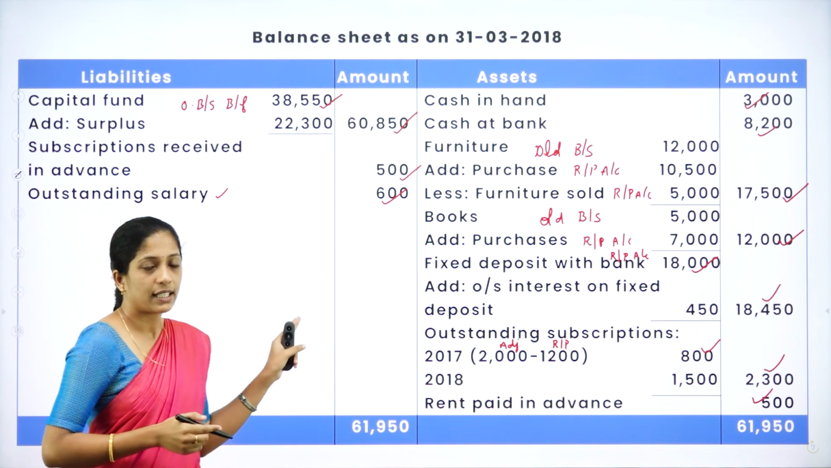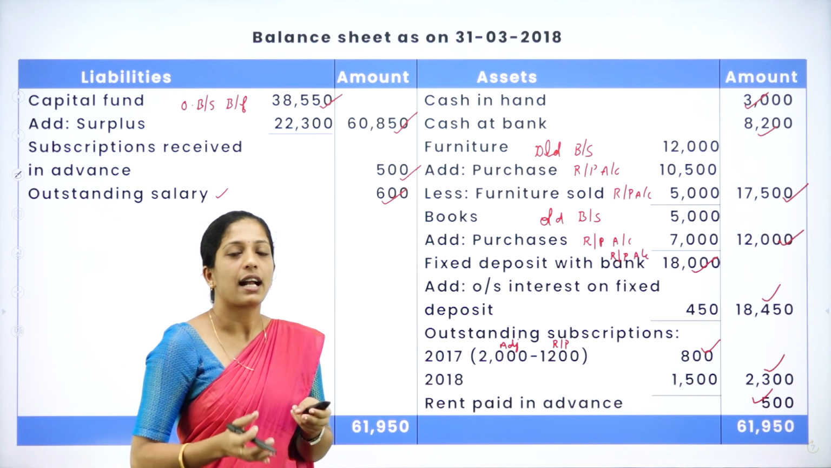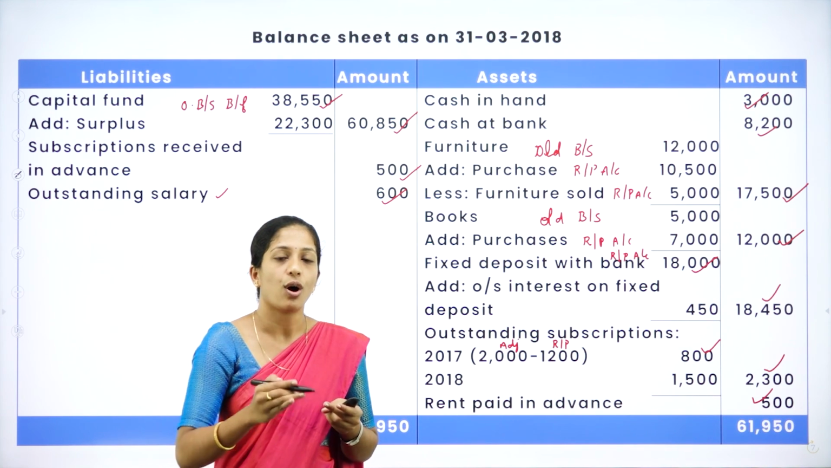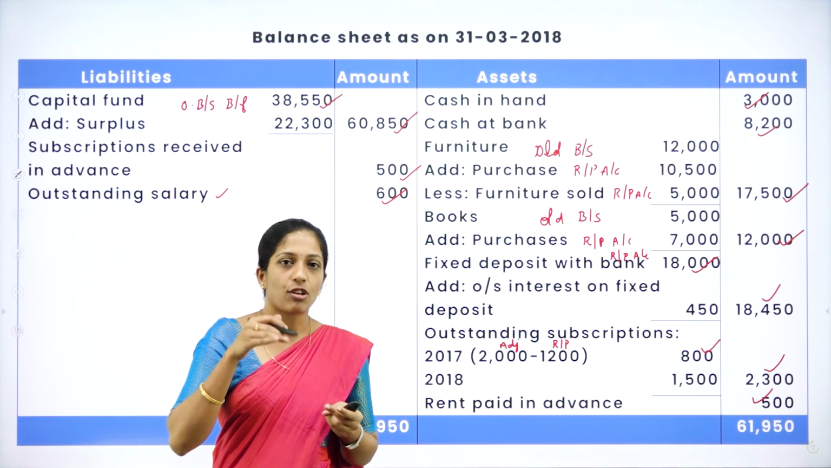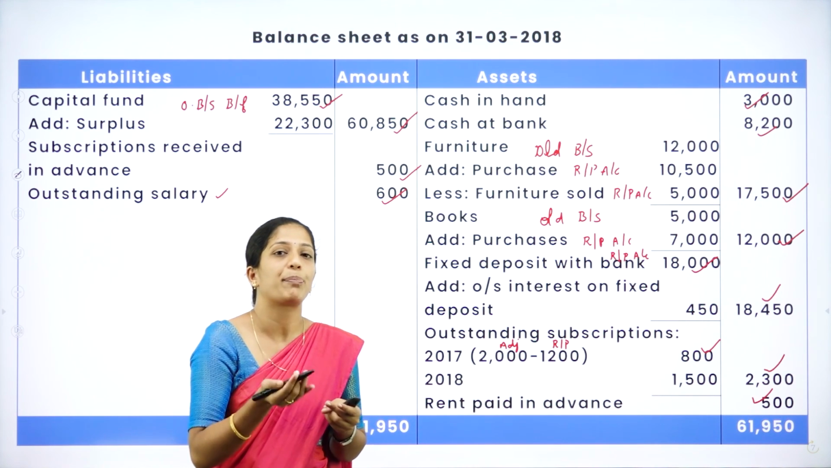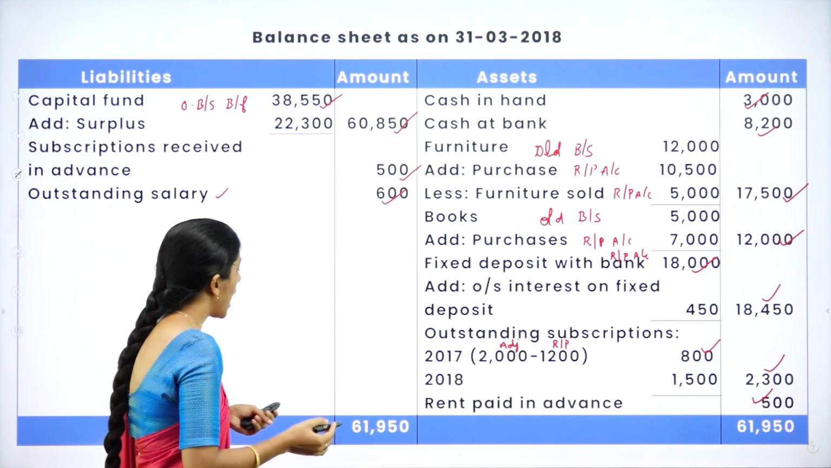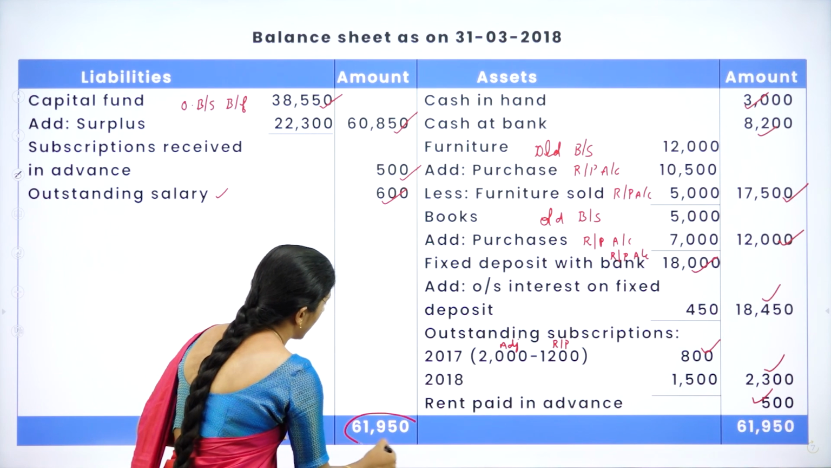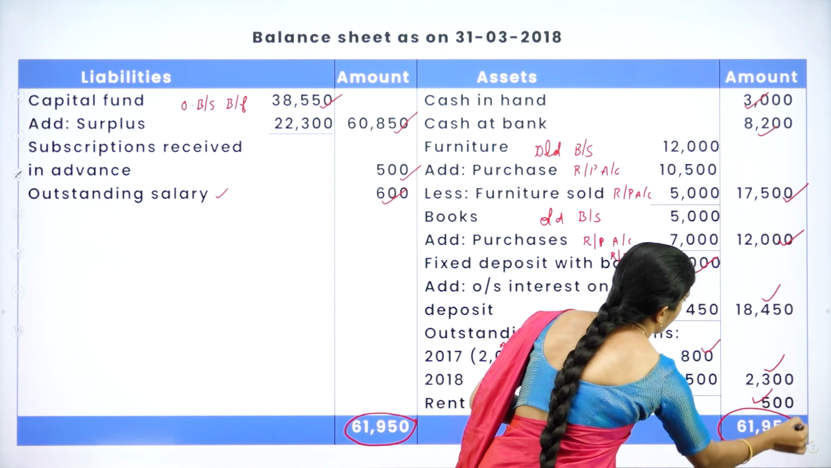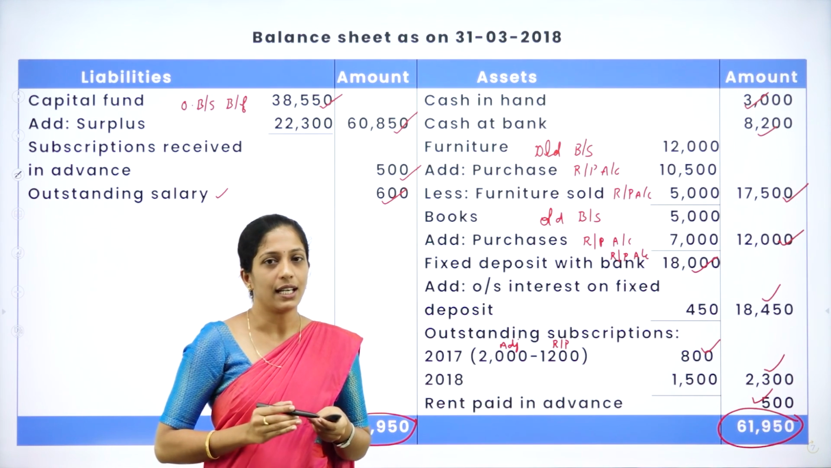We shall add the liabilities as well as assets. We are done with recording all the entries. So the thing is that you have to be careful whether it is of previous year, current year or next year. If it is of current year, we have to add outstanding subscription. If there is any prepaid, we have to deduct. Now we shall add all the liabilities. So when you add all the liabilities, you will get 61,950. When you add all the assets, you will get 61,950. So your balance sheet should tally. So the total assets should be equal to total liabilities.